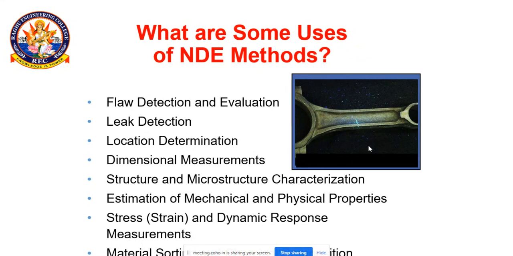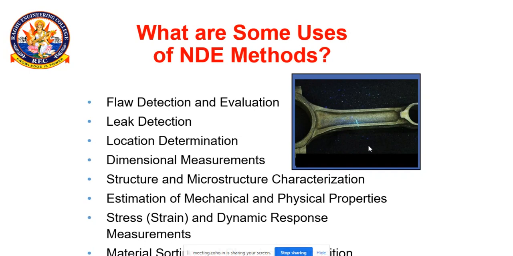If it is small, it means repairable, it is okay. Repairable means the depth of the flaw is a minimum of 1 mm or 1.5 mm, and we can repair it depending upon the thickness of this crankshaft. If the depth is more, it is not suggested to use it for the applications.